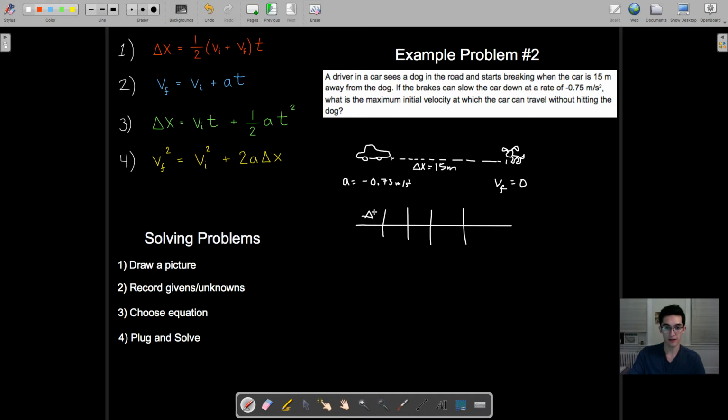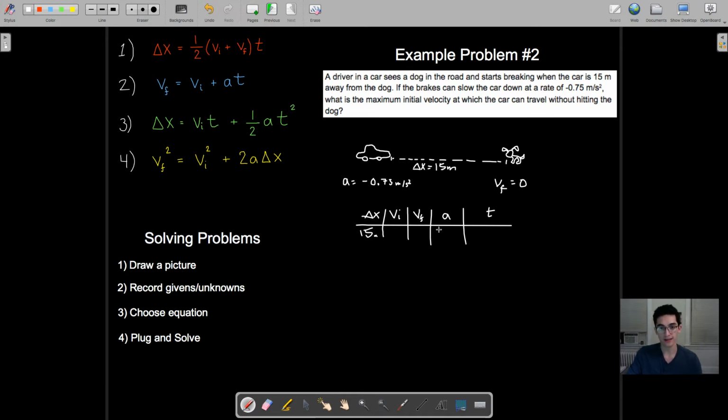A very poorly drawn table. We got a lot of space for acceleration and time in this one. All right, so our displacement we know is 15 meters. The car starts 15 meters away from the dog. So if it doesn't want to hit the dog, then it's going to have to travel exactly 15 meters, just shy, okay? So we'll say 15 meters is our displacement.